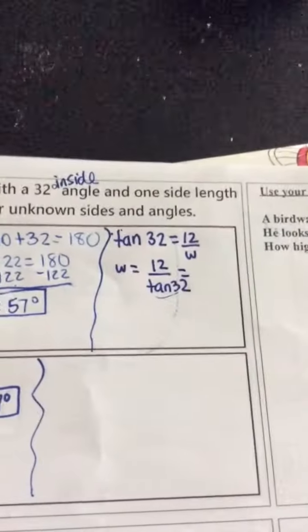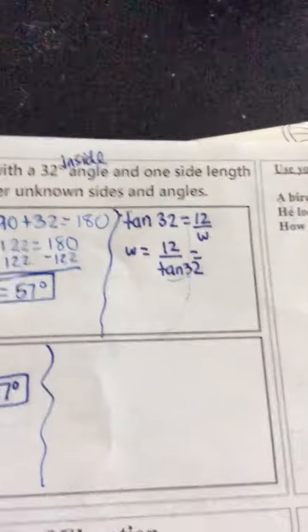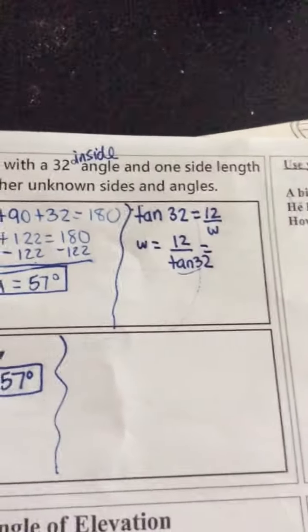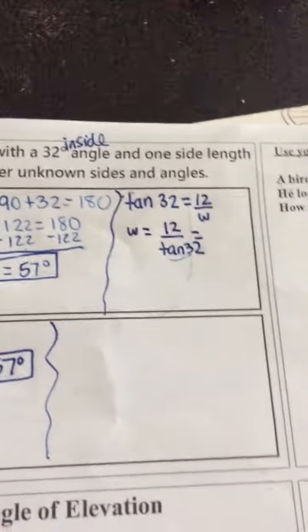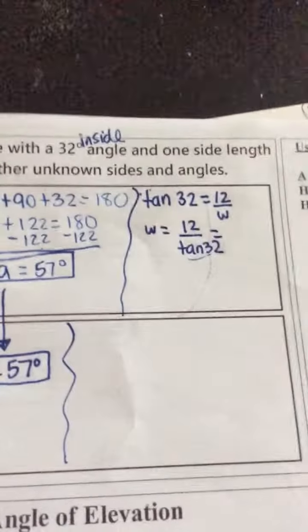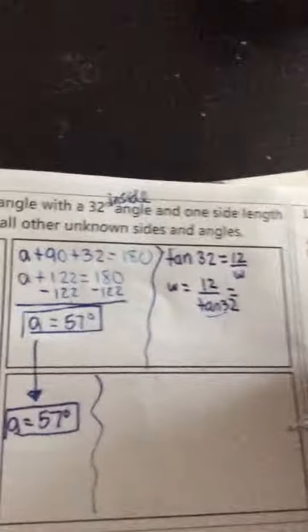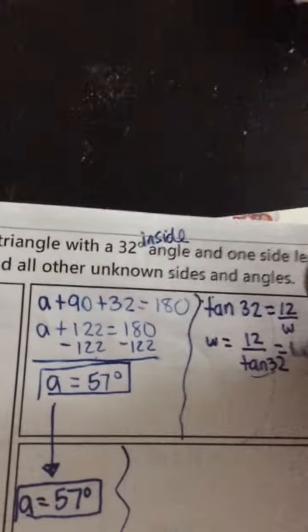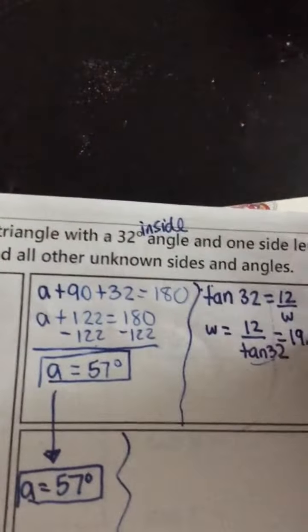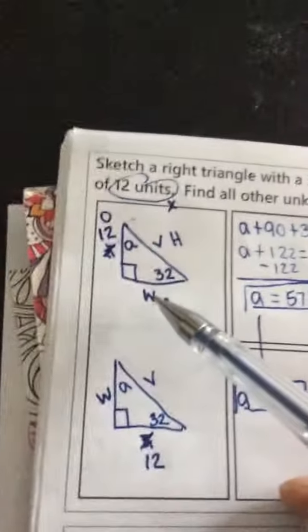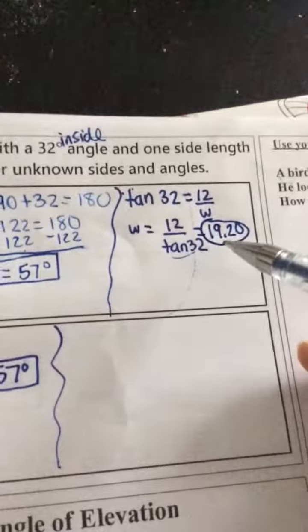You would find 12 divided by the tangent of 32. If you try to use your iPhone, it's not going to work because you guys don't know how to put it into your iPhone. But when you put it into my calculator, you get 19.20. So w is equal to 19.20.